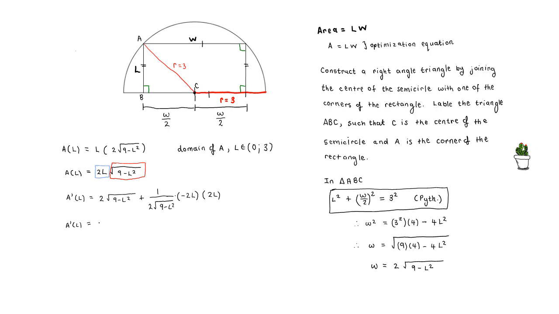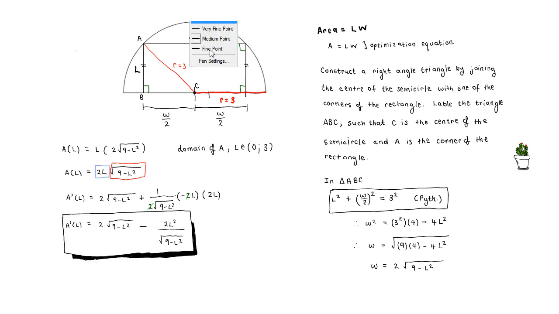So we have A prime of L is equal to 2 times the square root of 9 minus L squared. This negative can multiply this positive, making this a negative. One of these 2's can cancel out, so the 2 here in the denominator can cancel out with one of the 2's over here. This then means that in our numerator, we've already dealt with this negative. We now have 1 times L times 2L, which is going to give us 2L squared. This is still divided by the square root of 9 minus L squared.